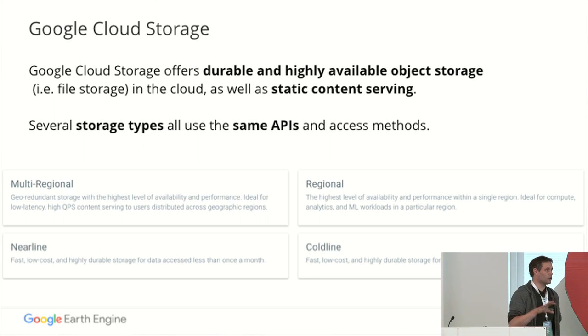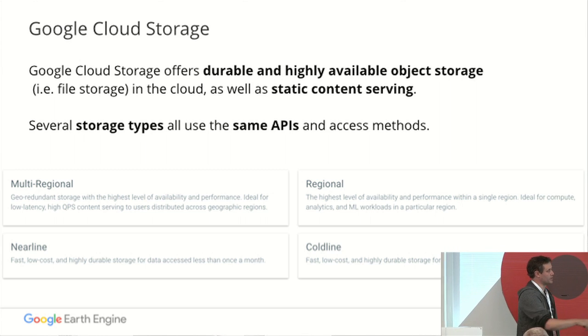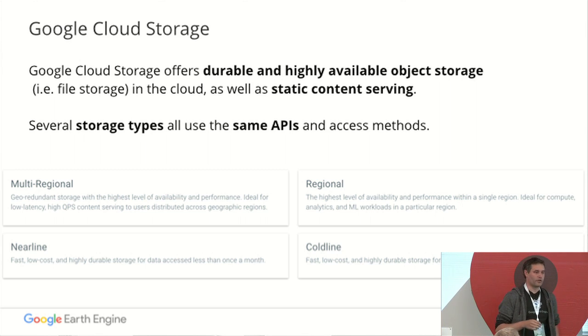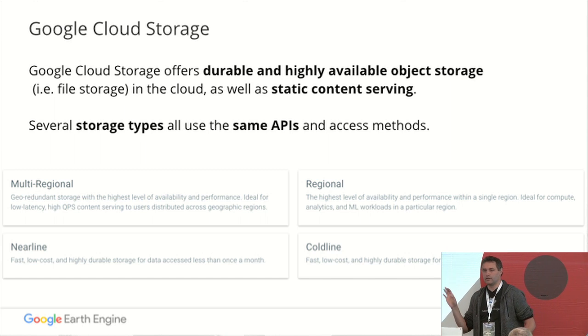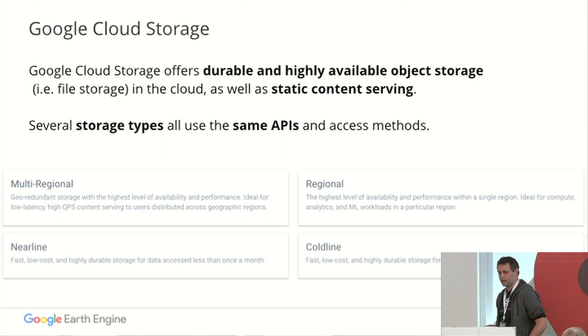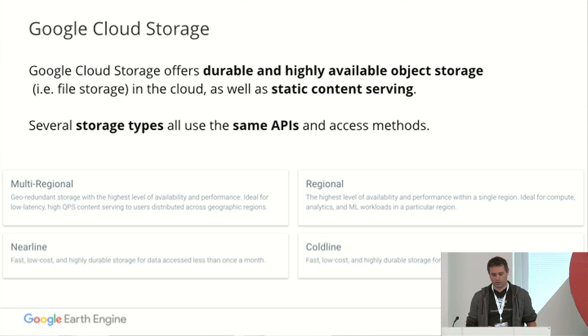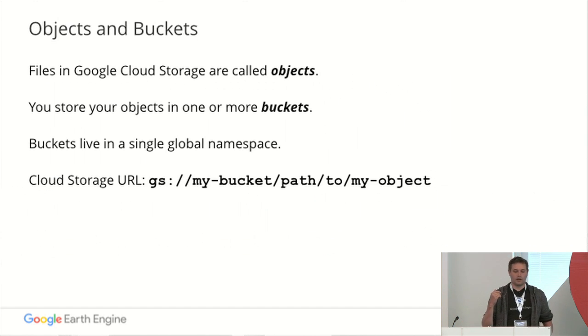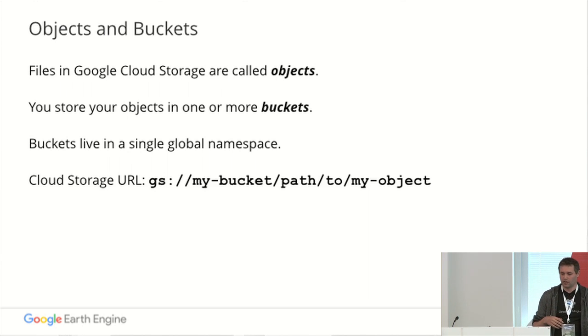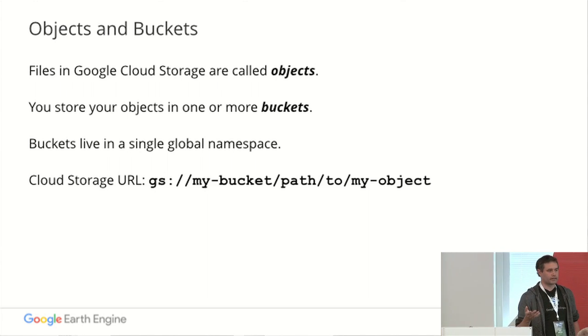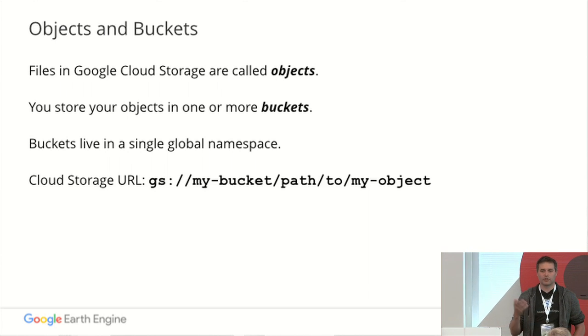For large data processing workflows, the most common choice is regional, where you're going to be placing your data near some computation and hammering it with your reads for computer analysis. And the idea here is that objects is what we call files. It's the same thing, and you store them in buckets. You can think of buckets almost like the top-level directories in your file system.